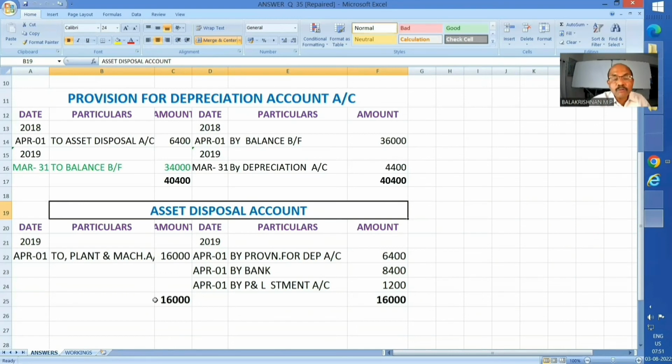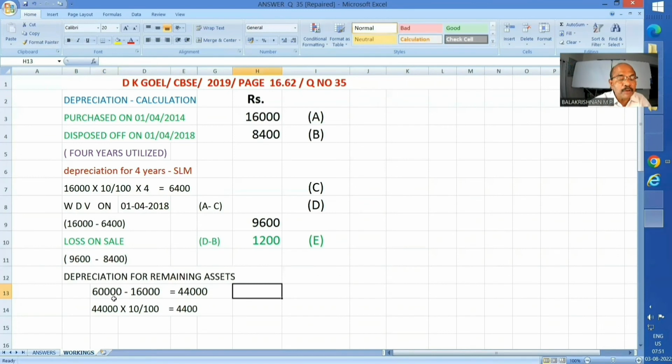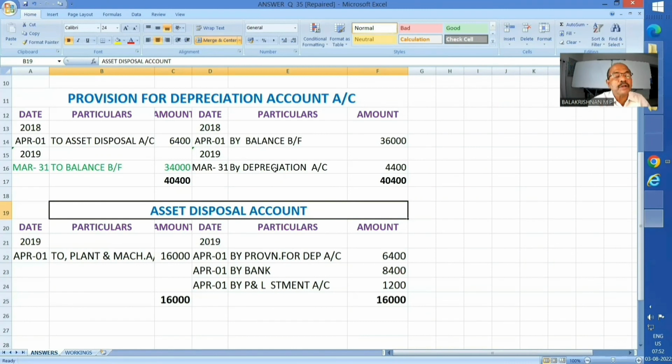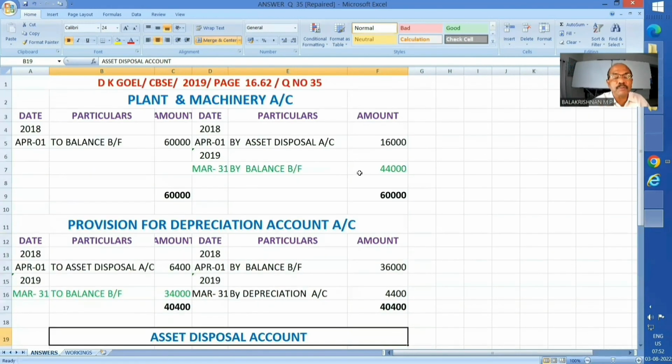Now what is our next job? At the year end, account for the pending depreciation in respect of the remaining asset. How much is there? 60,000 was the original value of the complete assets. Out of that, original value 16,000 got disposed of. Hence, 44,000 is the remaining assets at the year end. It has a 10% rate. Since it is under the straight line method, we need to look at the original value invariably every year end for calculating depreciation. It's simple, 10% of the original value of the remaining asset, 4,400. Entry will be depreciation account debtor to provision for depreciation account 4,400. That's all, over.